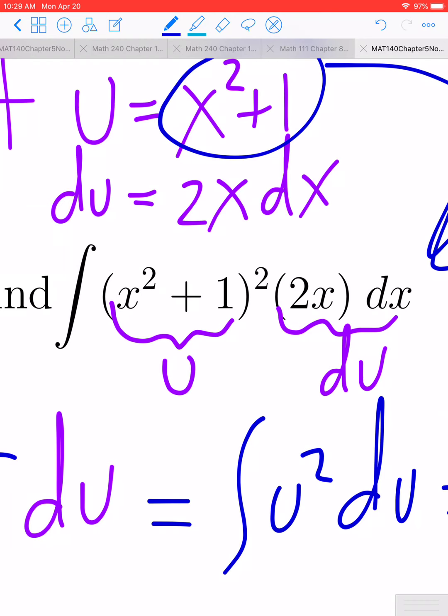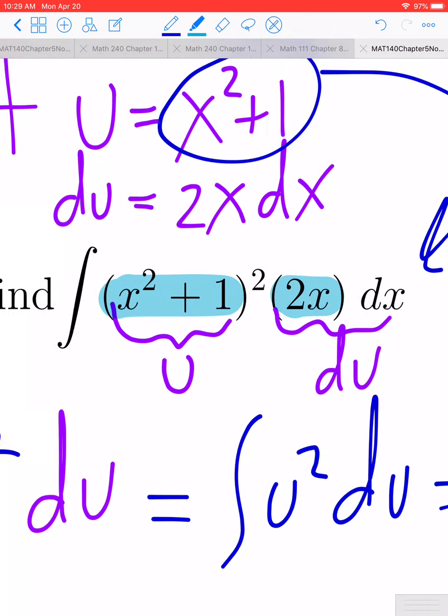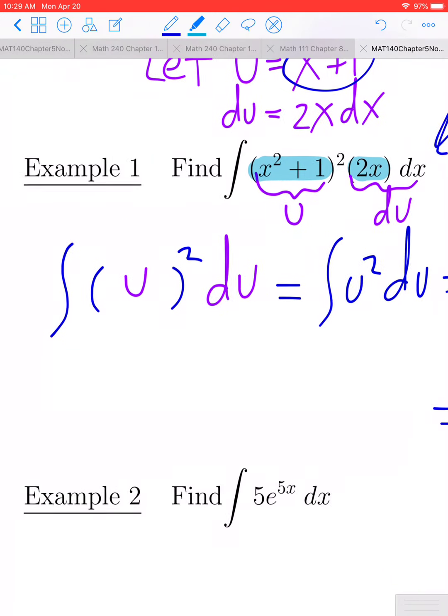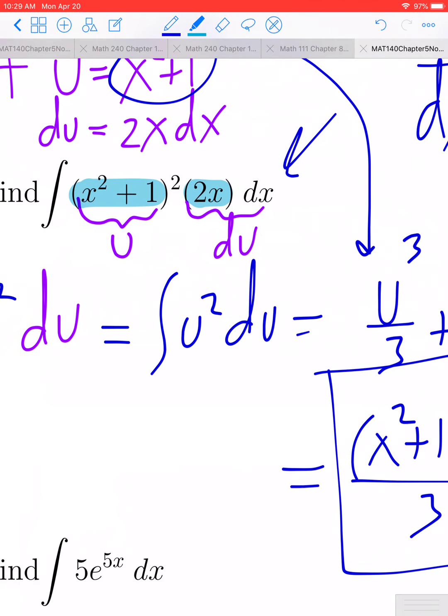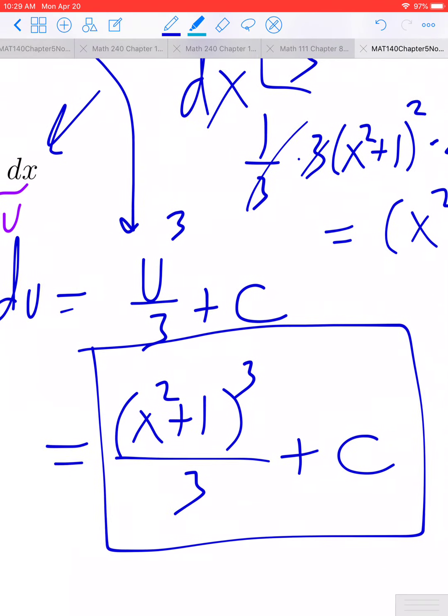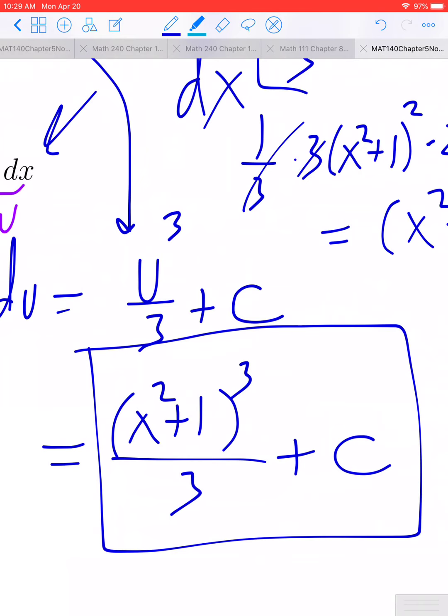What do I choose for my u? Well, I tried to let u be a portion of the function such that I also see its derivative present as well. I know the derivative of x squared plus 1 is 2x dx. So let u be x squared plus 1. You then calculate your du, and that allows us to make the substitution. After doing the substitution, this has transformed itself into the basic antiderivative of u squared du. We were then able to calculate that elementary antiderivative, and then find our final answer by simply doing a back substitution.